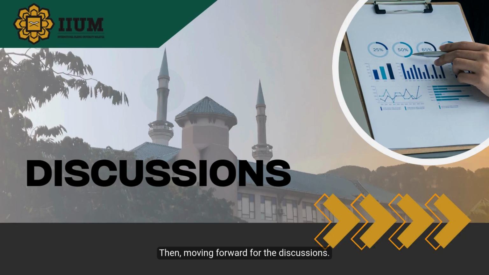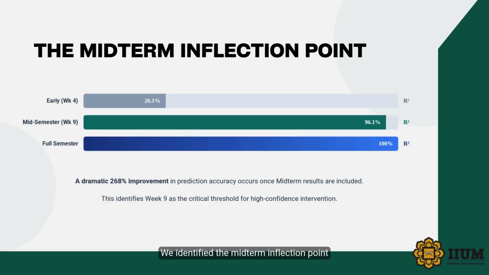Then, moving forward for the discussions, we identified the midterm inflection point at week 9. Prediction accuracy increases by over 200% at this stage. This is the optimal window. Intervention is high confidence and timely. Focus resources here, not earlier.